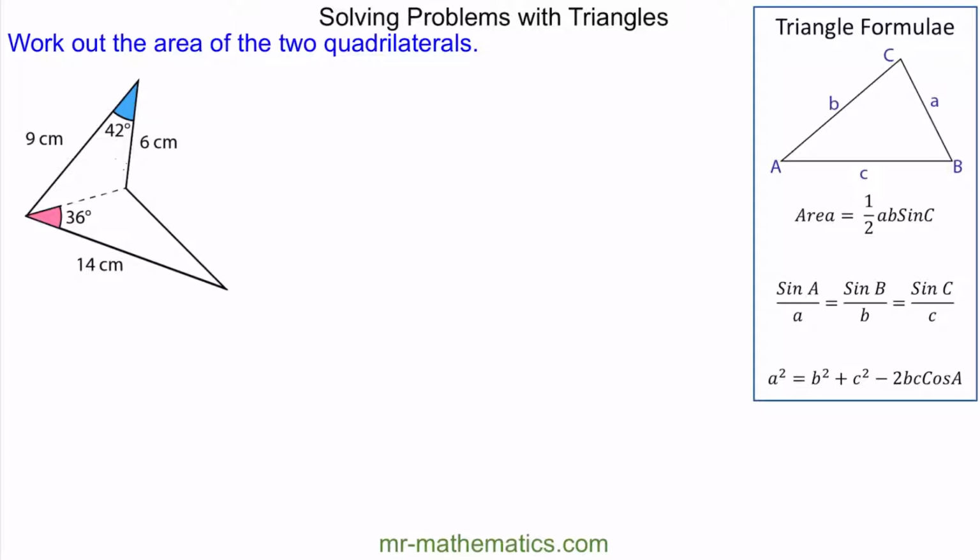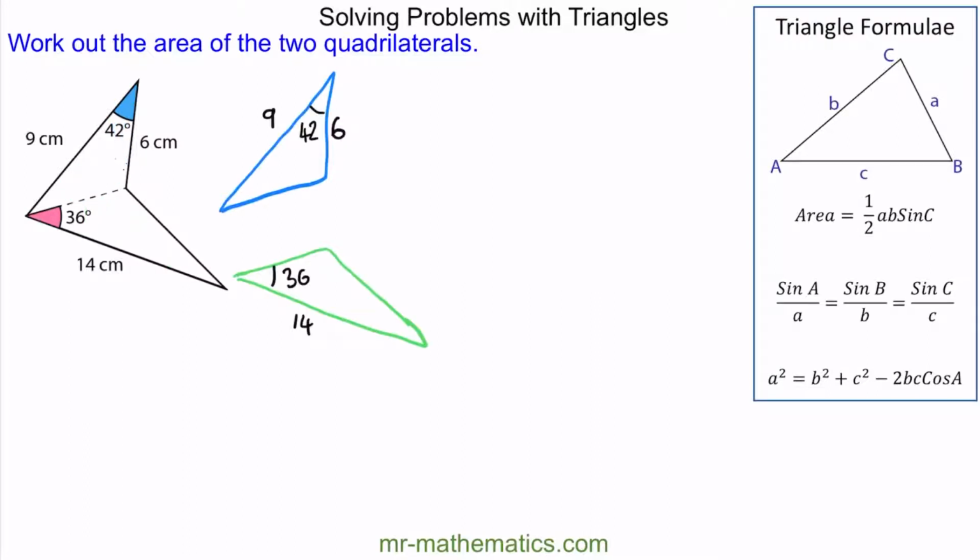So to work out the area, I'm going to separate it into two triangles. We're going to have our blue triangle here, and then our green triangle below it here. So I'll draw these two triangles out now. So we're going to begin by working out the area of the blue triangle. And you can see that we've been given the angle 42 between two known lengths.